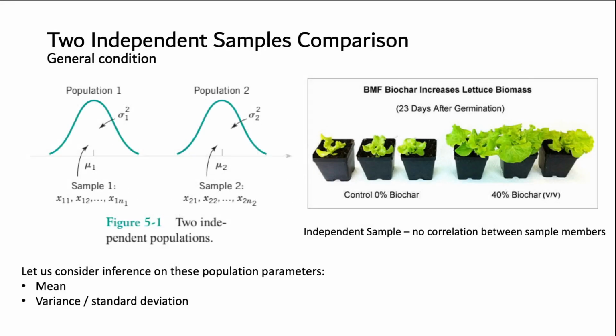The general condition for two independent sample comparisons is presented in the top left figure. We can see from the figure that population 1 has a mean of mu1 and the variance of sigma square 1. Population 2 has mean mu2 and variance sigma square 2. Inferences will be based on two random samples of size n1 and n2.